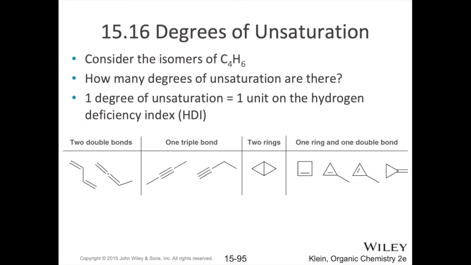Now, what does that mean? Well, there's lots of possibilities. You could have 2 double bonds, you could have a triple bond, you could have 2 rings, or you could have a ring and a double bond. So there's lots of possibilities here. You're kind of limited in how much information you get out of this, but it's still meaningful information.